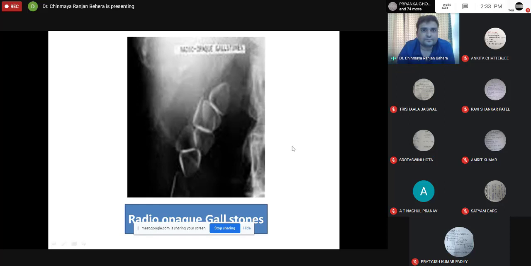And what percentage of gallstones are radio opaque? It is very few, up to 10%. So X-ray abdomen is not an investigation of choice for gallstone. They are usually not seen on X-ray. Only 10% of gallstones have calcium embedded in them so that they are visible on X-ray. Otherwise, most gallstones are not seen on X-ray. So the investigation of choice in gallstone is USG abdomen, not X-ray.